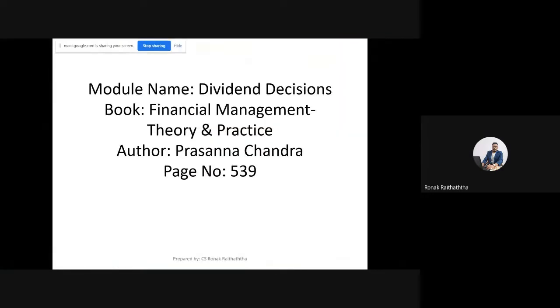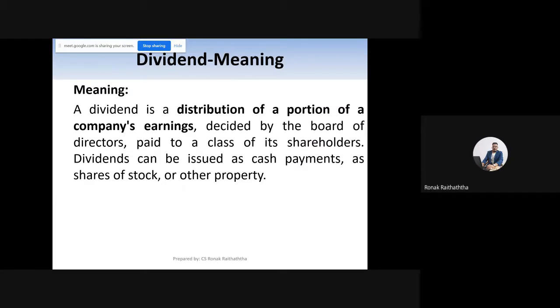Now the name of this module is dividend decisions. You can find the detailed explanation of all the concepts as well as the questions we are going to solve at page number 593 in the Prasanna Chandra book. This book is already circulated to all of you, so you may go through that if you want to get the detailed explanation of all the concepts. Let's go to dividend decision making.